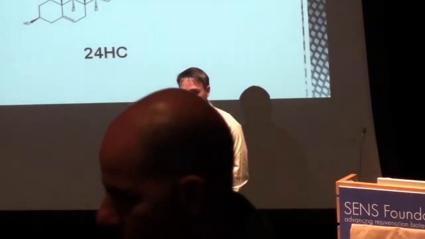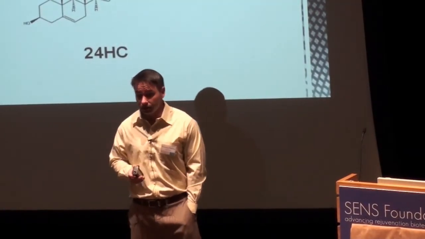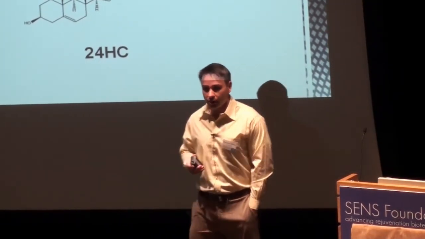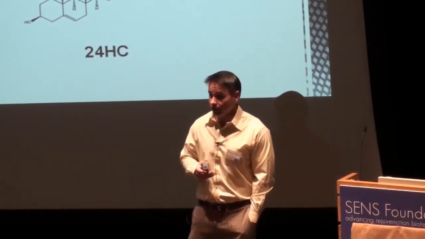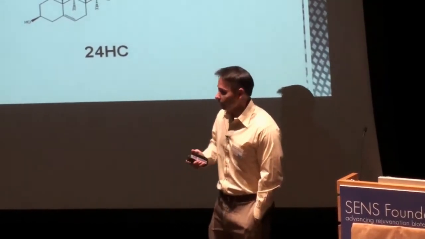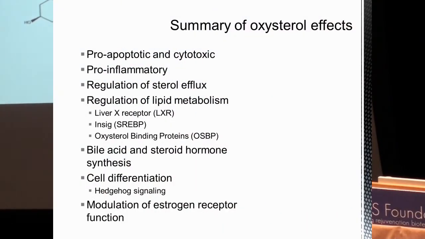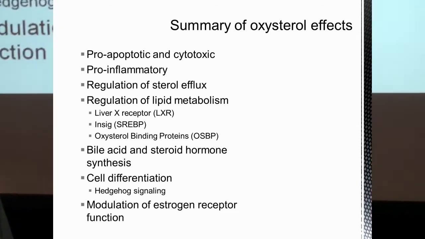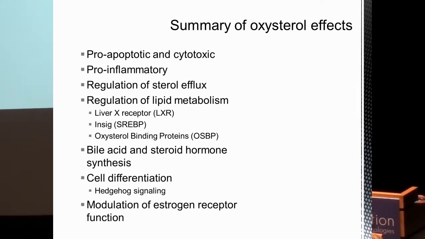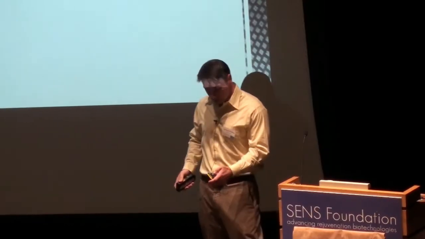Those are the types of oxysterols I've been primarily concerned with, these cytotoxic oxysterols that are modified at the 7-carbon. These oxysterols are associated with many different age-related degenerative diseases, such as atherosclerosis, Alzheimer's disease, and age-related macular degeneration, just to name a few. Here's a summary of the effects. I'm mainly concerned with the cytotoxicity and inflammatory properties of oxysterols. However, there's a whole list of other things they're involved in, from bile acid synthesis to even cell differentiation.